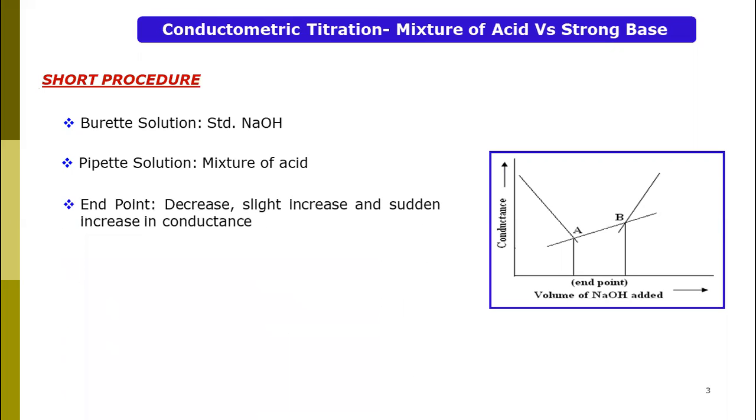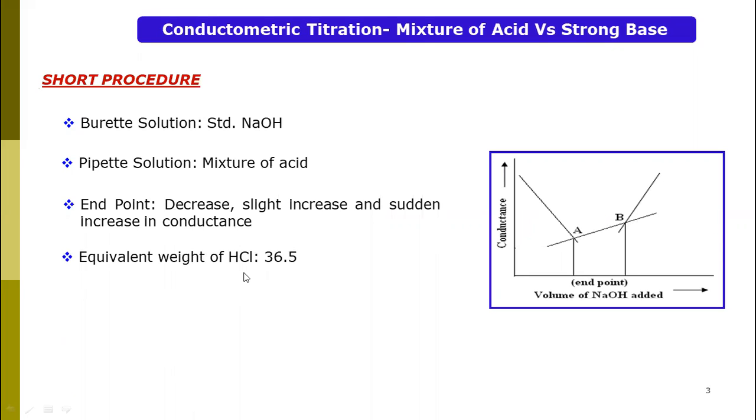The endpoint here, you could find two endpoints. Initially you have decrease in conductance till a particular point A, and after that you could find slight increase up to the point B, and after B you have sudden increase in conductance. So that's what we say the endpoint is decrease, slight increase and sudden increase in conductance.